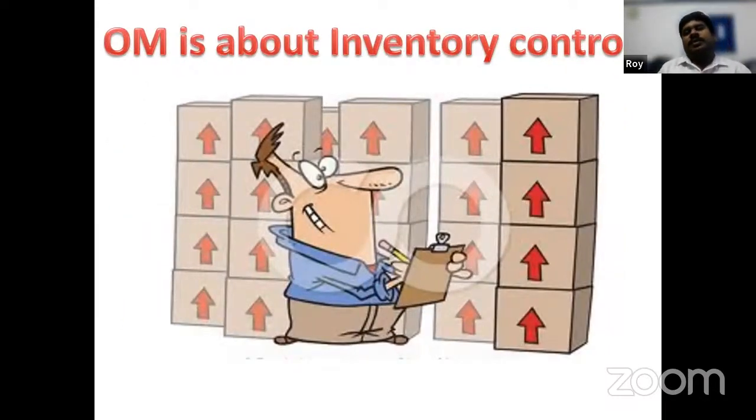You need to think about it. OM is about inventory control. What does inventory mean? Anyone give an answer? Stock of finished goods, as well as the raw material. Finished goods as well as raw materials. Goods are of different types: raw materials, semi-finished goods, and finished products.